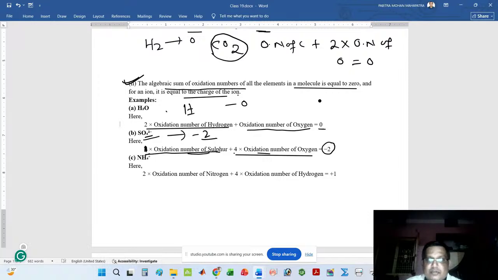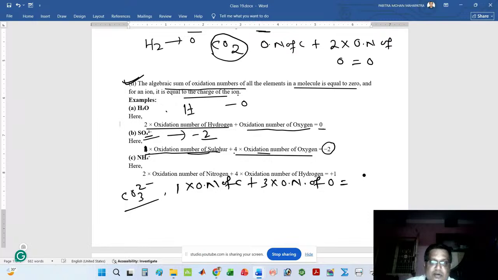Take another example. Suppose I want to think about another ion, the CO3 2- ion, the carbonate ion. In this case, 1 into oxidation number of carbon plus 3 into oxidation number of oxygen is equal to how much? The oxidation number must be equal to the charge. Here the charge is 2-, so I can write -2. Similarly, you can take another example also, suppose a Cn- ion.